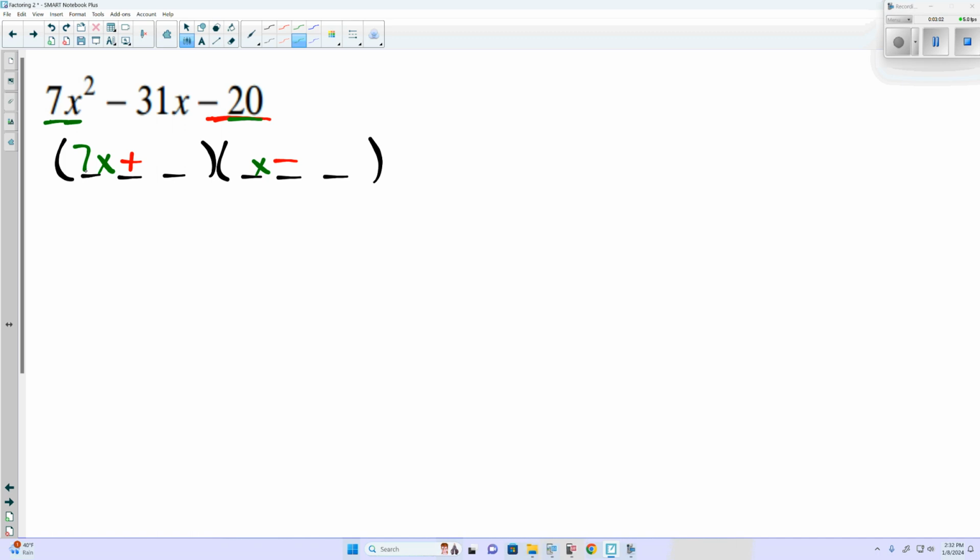Factors of 20. 1 and 20, 2 and 10, 4 and 5, 5 and 4. So we list them out because there are a few more than 7. For 7, there was only 1. So looking at these 3 here, which one do we want to try first? 4 and 5.